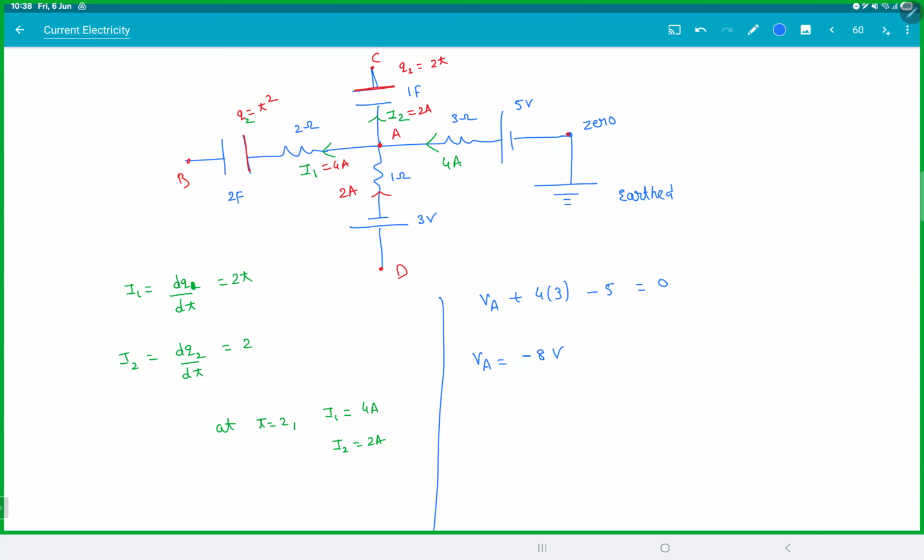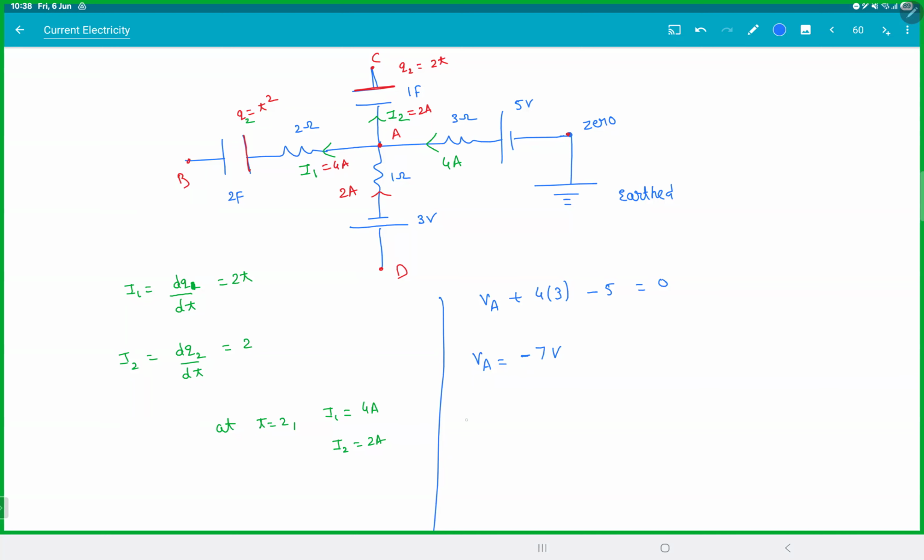Is that clear? I'm going from A to O, in this direction. Since I'm going opposite to the current, it is 4 into 3. I'll add up. And the battery is opposite, so minus 5. Sure? That is 12 minus 5, 7, na? Okay.